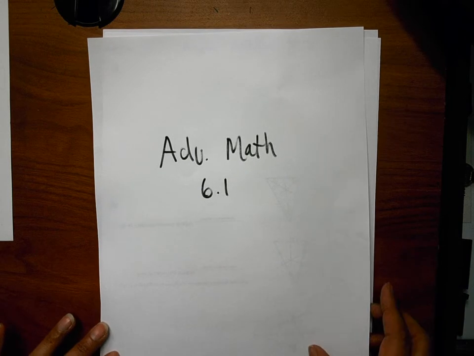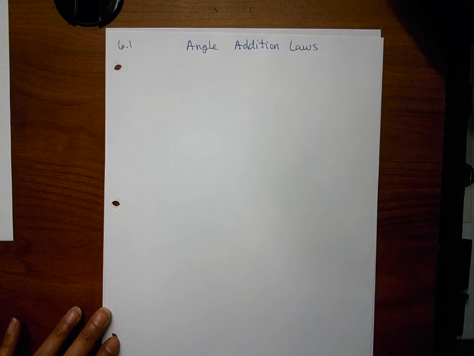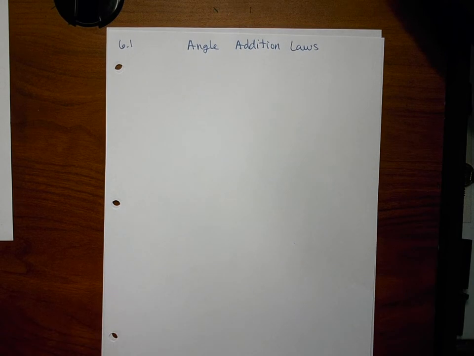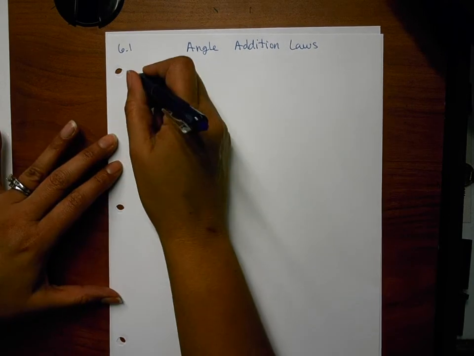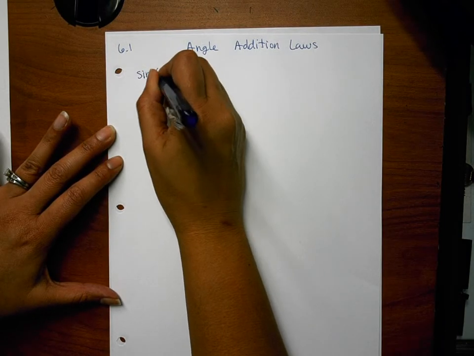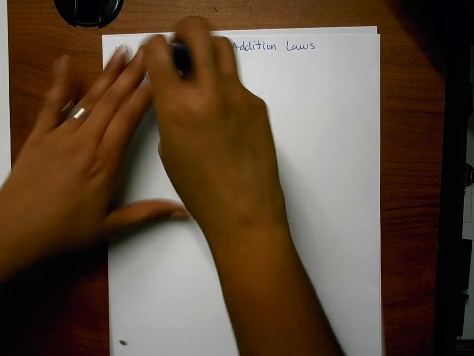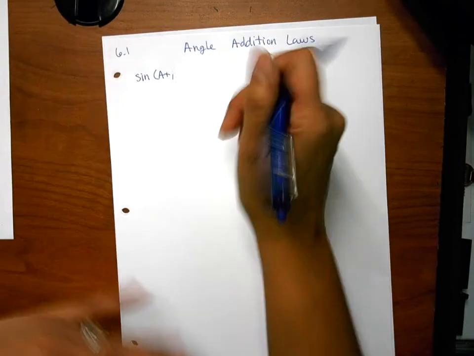This is Advanced Math, Unit 6, Lesson 1, 6.1 Notes. The title is Angle Addition Laws, and we're going to go straight to our formulas. There are some formulas you will need to know. There's quite a bit of formulas in this unit alone. We're going to learn a few of them right now.